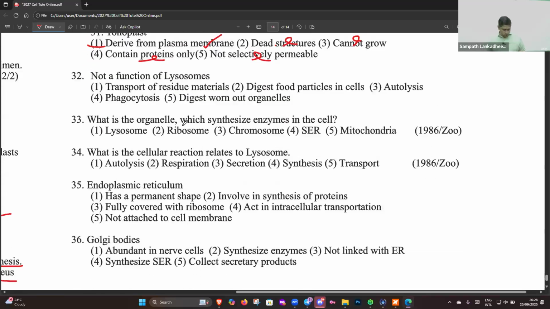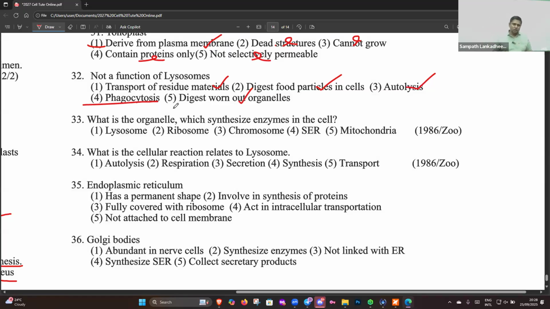Question number 32. What is not a function of lysosome? Transport of residue materials, function. Digest food particles in cells, correct. Autolysis, correct. Phagocytosis, no. Digest worn out organelles, correct. So the fourth one is the answer.